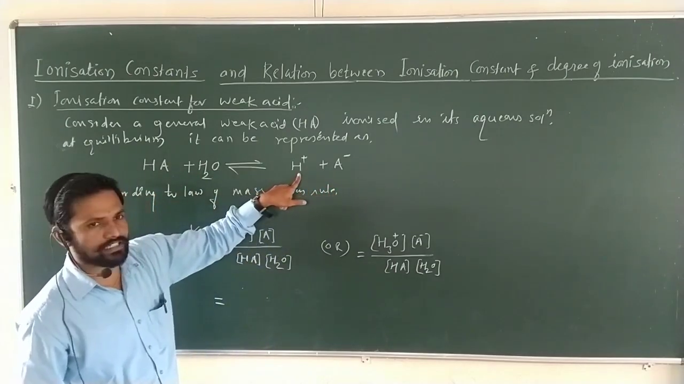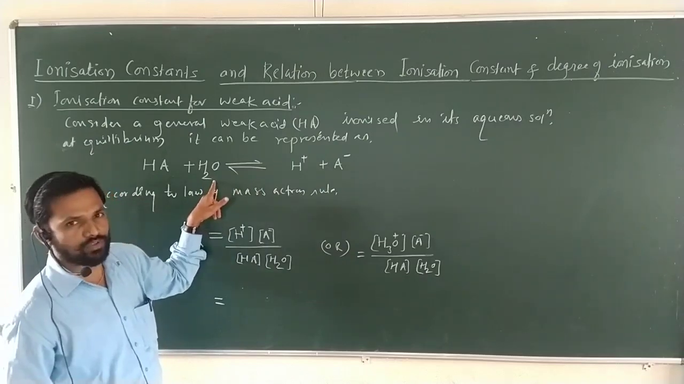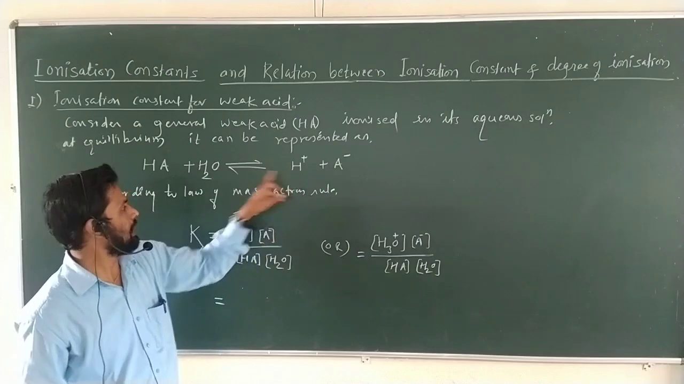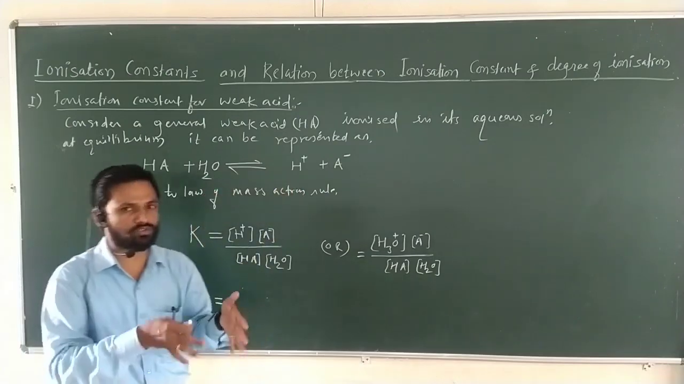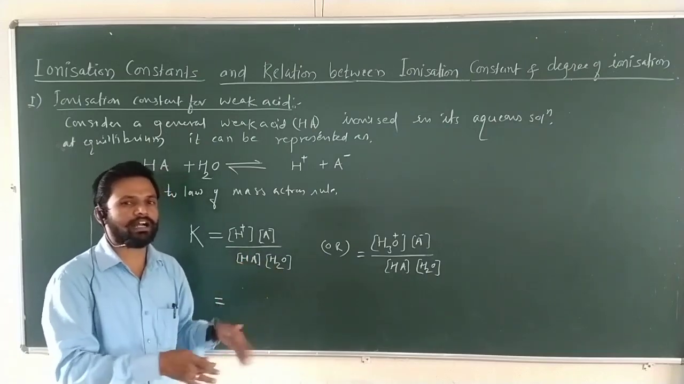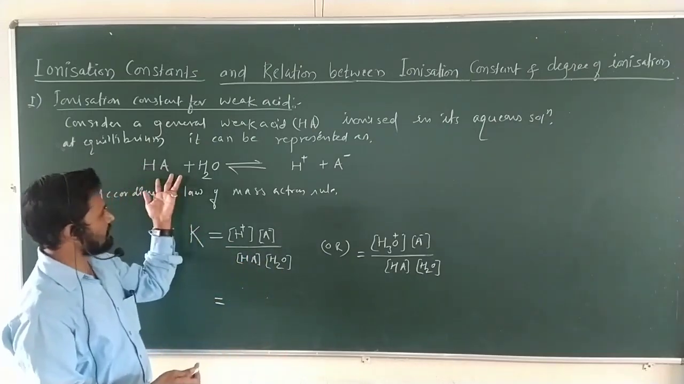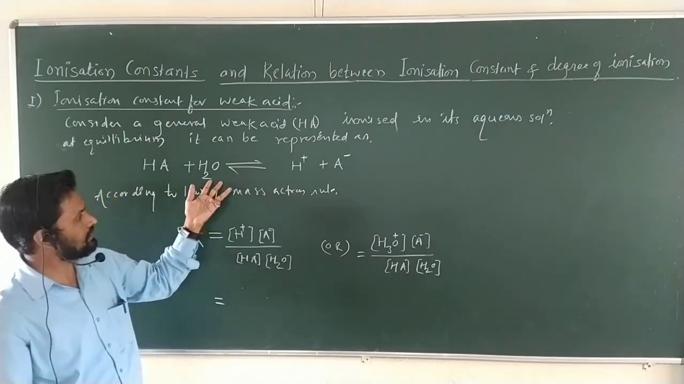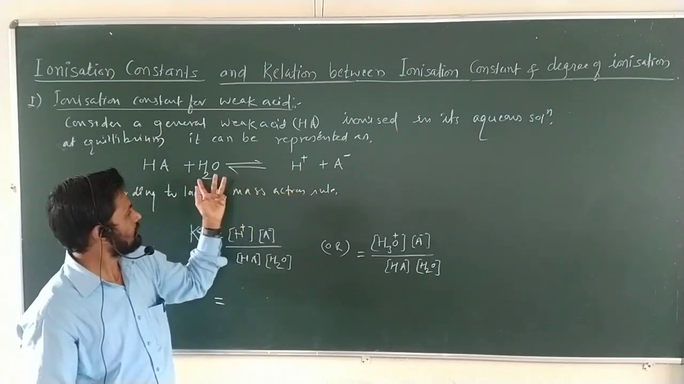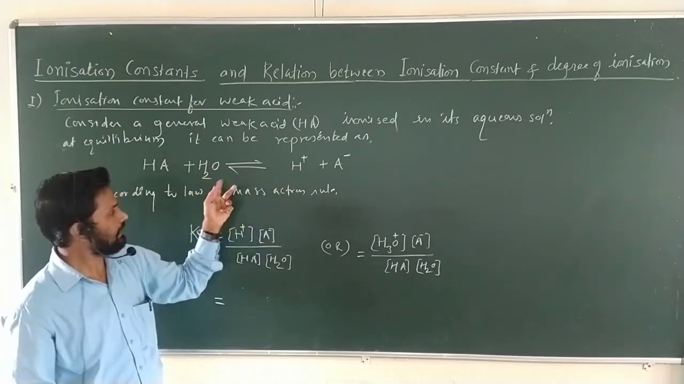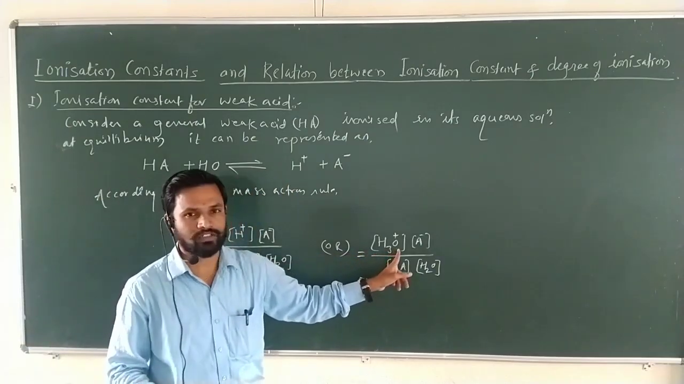Here H plus combines with H2O, which acts as a conjugate base. It can abstract the proton because it is in the water solution. The weak electrolyte is ionizing in its aqueous solution, meaning already in the water. What happens here? H2O acts as a conjugate base, meaning it can abstract the proton, and H2O forms H3O.